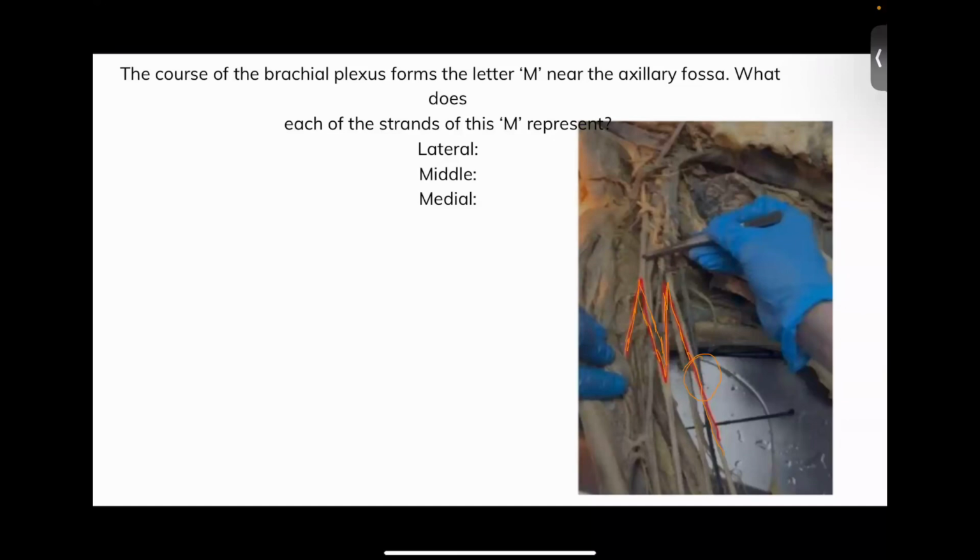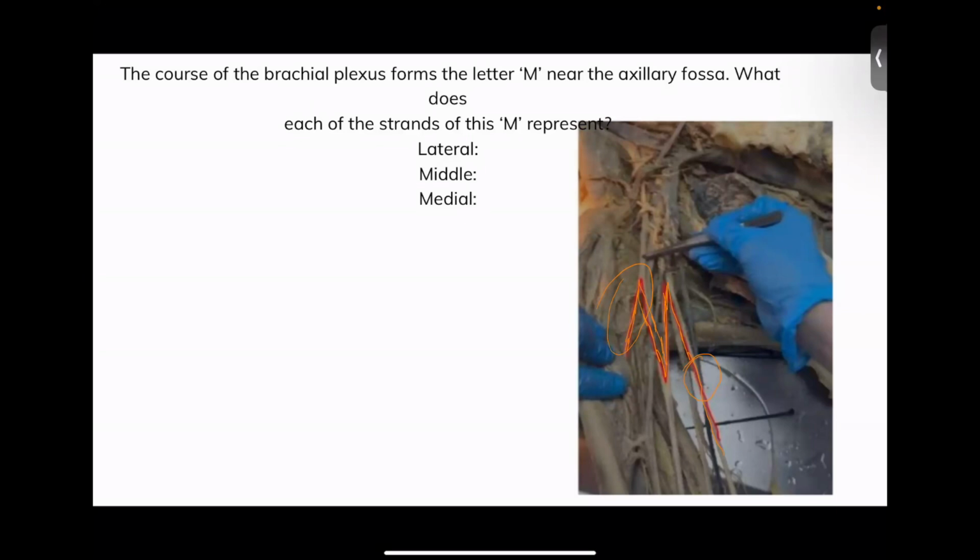Remember we said that the lateral cord and the medial cord, no, not the medial, sorry, yeah, the middle cord. Basically, the medial cord and the lateral cord join together to give you the median nerve. Then the most medial structure here, this one, that's your ulnar nerve.